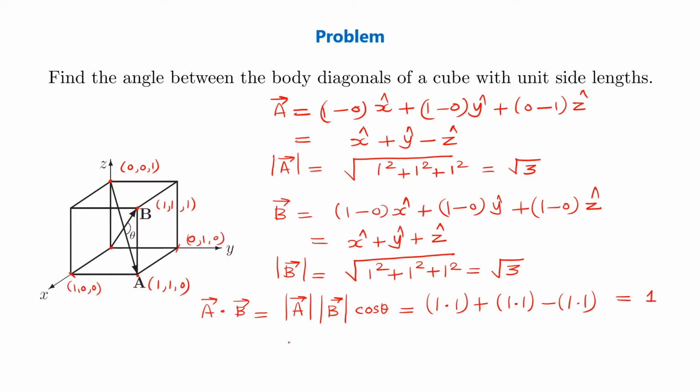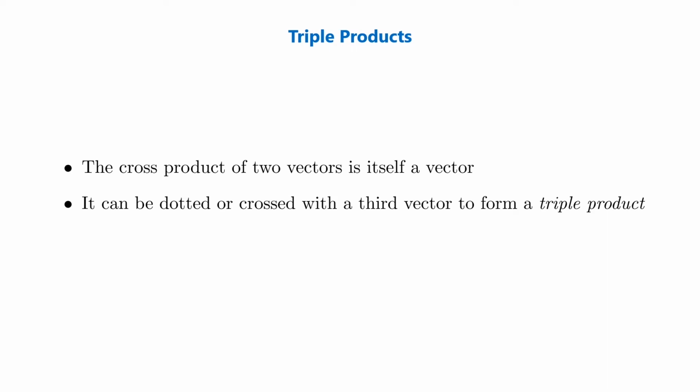Now the magnitude of vector A is the square root of 3 and that of B is the square root of 3, times cos theta is equal to 1, or cos theta is equal to 1 by 3, and theta is equal to cos inverse 1 by 3, which is 70.5288 degrees. So the angle between the body diagonals of a cube with unit side lengths, that is angle theta, is 70.5288 degrees. The vector triple product.